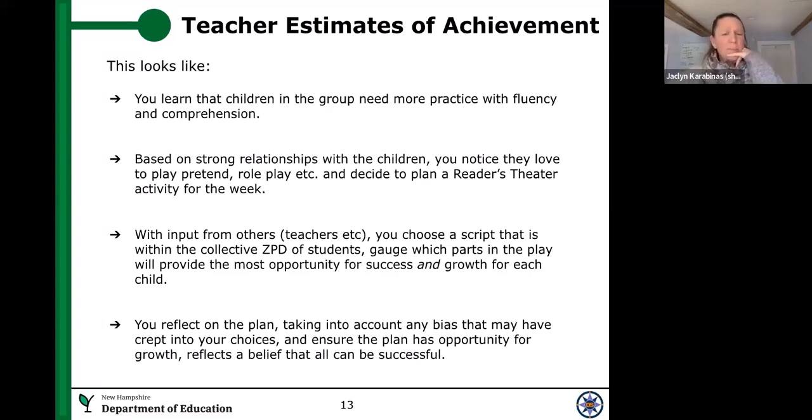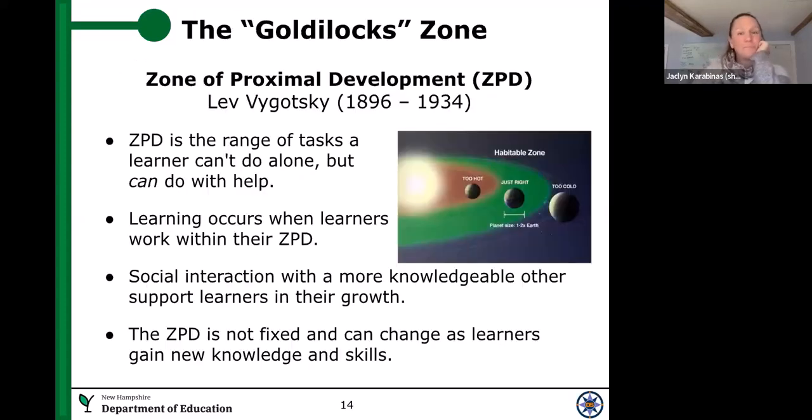And so maybe you gather input from others and you choose a script that's within their comfort zone, their ZPD, and we'll talk about that in a couple of slides. So within a comfort zone for them, which can be hard because you have a wide range of learners. So you're going to have to gauge which parts in the play will provide opportunity for success and growth for each child. And then you think through the plan, really taking into account any bias that might have crept into your choices, making sure to the best of your ability that this play will have an opportunity for growth and show students that you believe they can be successful with it.